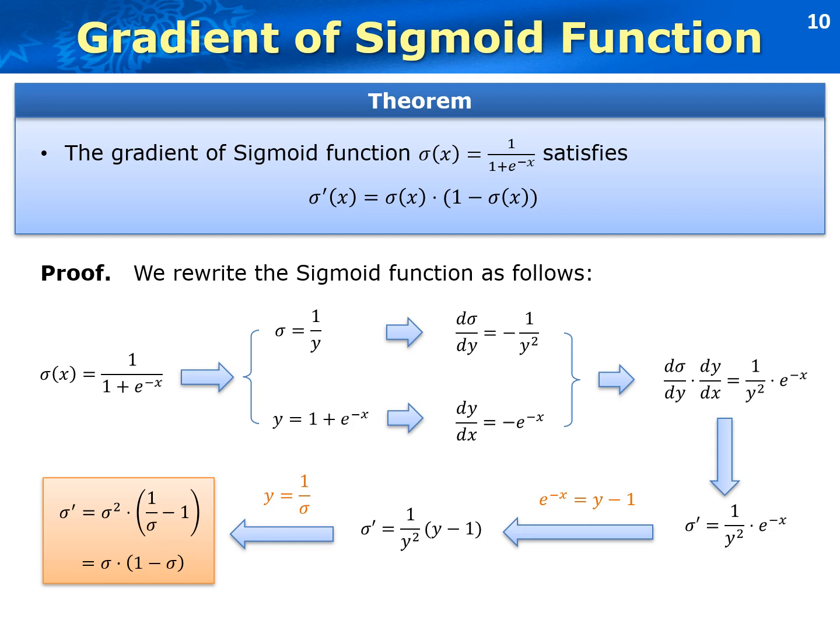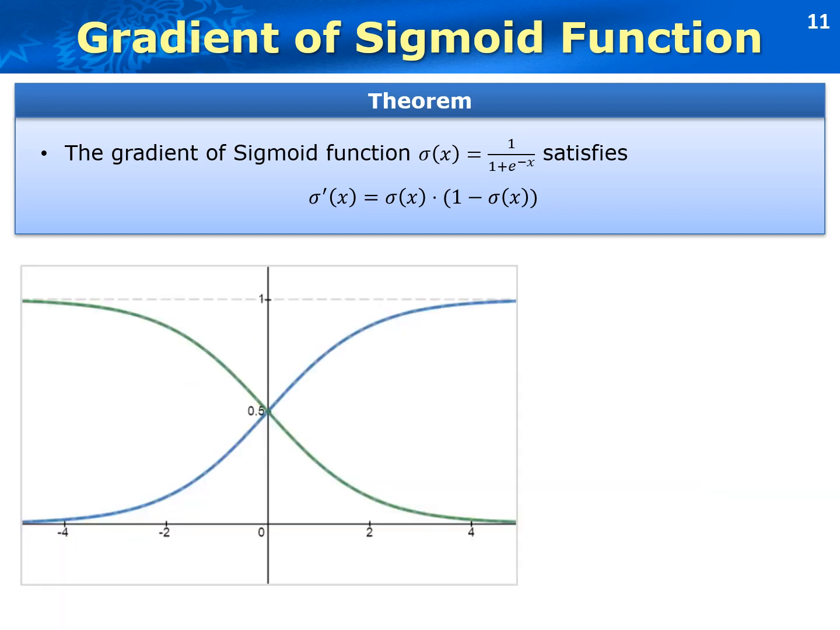Pictorially, this theorem can be depicted as follows. The blue curve is the sigmoid function, and the green curve is 1 minus sigmoid. The two curves are symmetric about the y-axis.